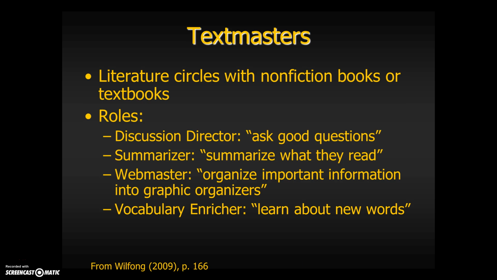And then there's a strategy that I really like called Text Masters. So Text Masters is basically literature circles, but students, instead of using works of fiction, actually read nonfiction books or textbooks. So with Text Masters, students assume different roles and they rotate their roles every time they have a different meeting. Like the discussion director will ask good questions of the people in the group. And in literature circles in our class, all of you are acting as the discussion director in a sense because you're all sharing your questions, but your group leader is kind of in charge of that. The summarizer will write a brief summary of whatever students have read prior to the literature circle meeting.